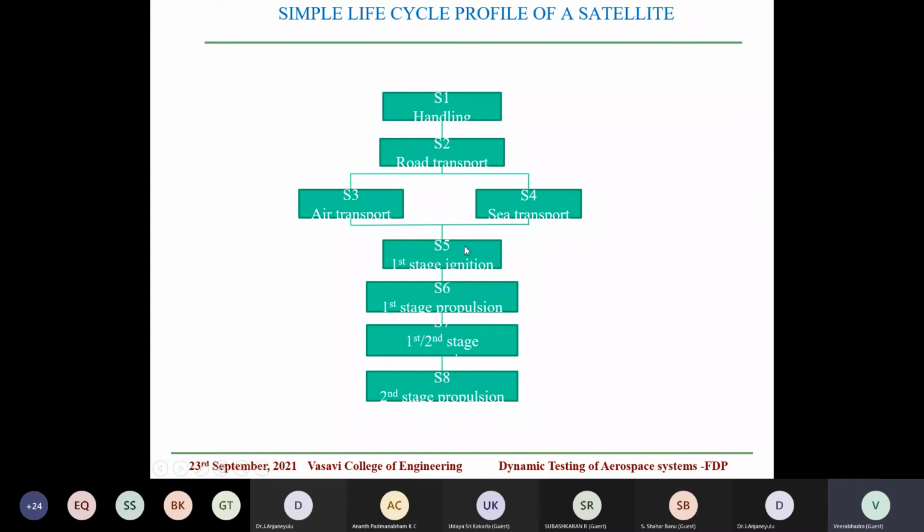So there will be first stage ignition. You will have vibration and shock here. You can have first stage propulsion, again second stage ignition, second stage propulsion. Like this you will have different environments. For each of these environments, whether it is qualified for vibration, shock, what environment, and what the data are, we have to categorize and keep it.